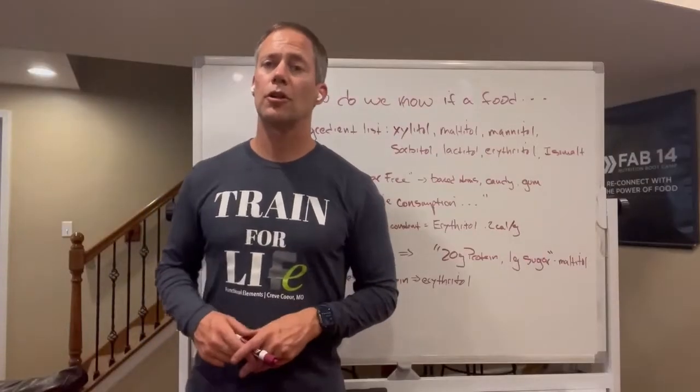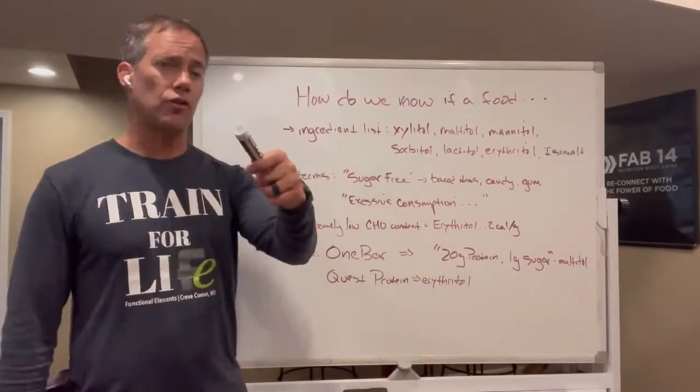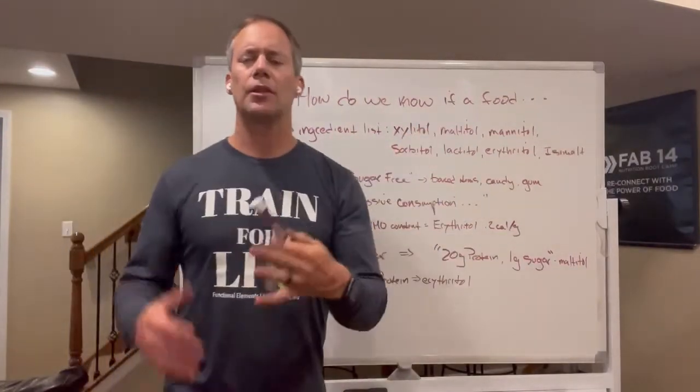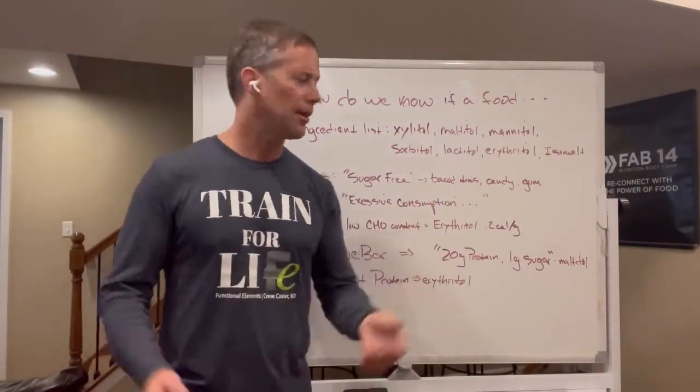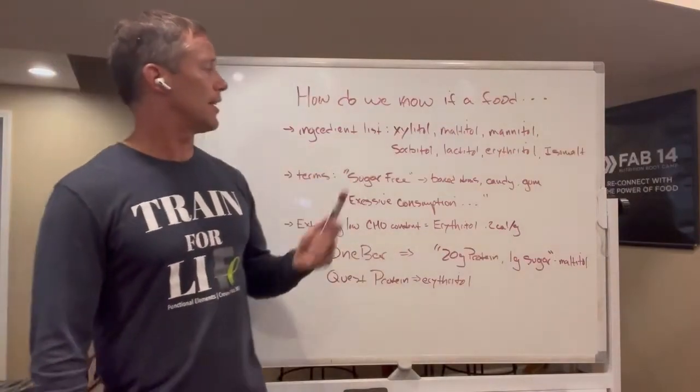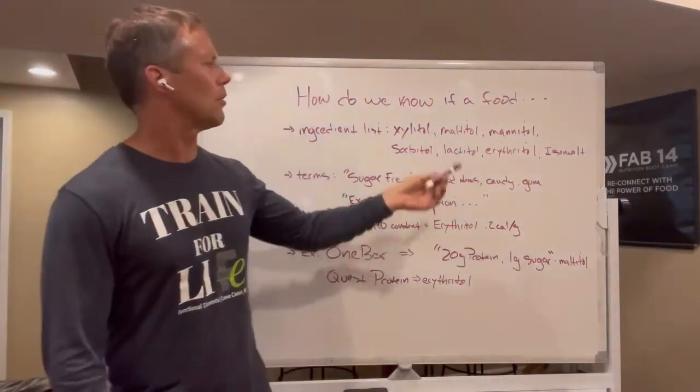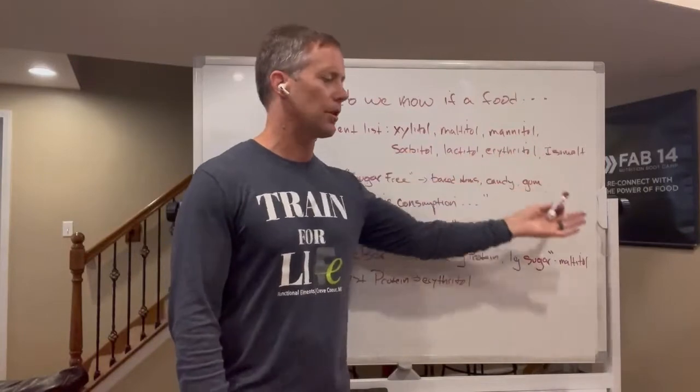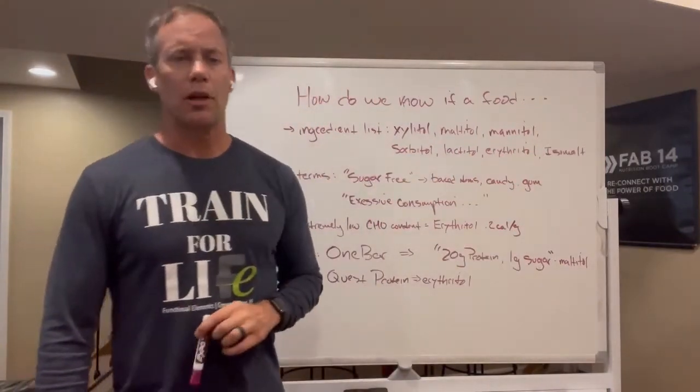Let's keep talking about sugar alcohol, shall we? And let me ask you a question. How do we know if a food actually contains sugar alcohols? Well, very simply. Look at the ingredient list. If an ingredient ends in OL, xylitol, maltitol, mannitol, sorbitol, lactitol, erythritol, it is a sugar alcohol.